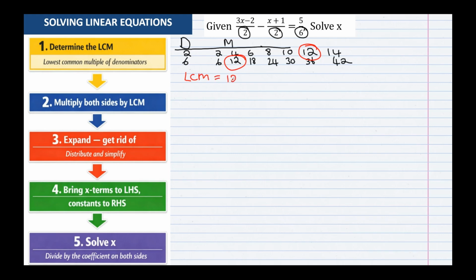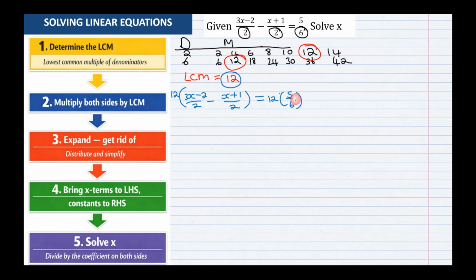Now step 2, they say we have to multiply both sides of the equation by the LCM. So we have to take this 12 and multiply it by it. So we're going to multiply 12 by (3x minus 2) divided by 2 minus (x plus 1) over 2, and that equals 12 multiplied by 5 over 6, because they say we must multiply it by both sides, right? Both sides of the equation.